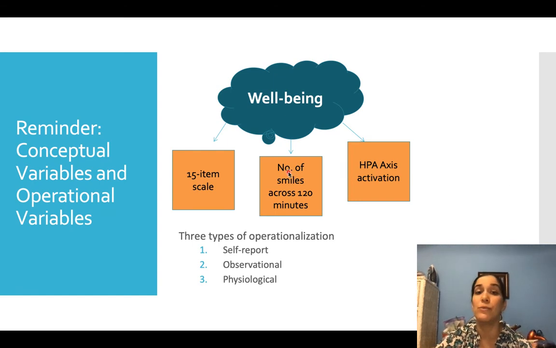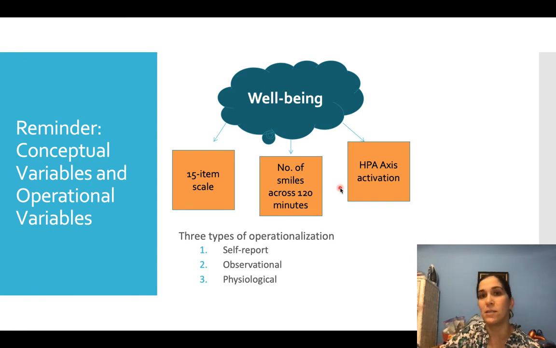So maybe we'd use a 15-item scale that has been shown to be related to well-being. Maybe I'd measure how many smiles you have across a 2-hour period. And maybe I can make the argument and operationalize that smiling more means that your well-being is higher. Or maybe I'd have a physiological measure of your HPA axis activation. HPA axis, by the way, measures stress hormones. And so maybe if I say your activation is low, then your well-being is high, right?